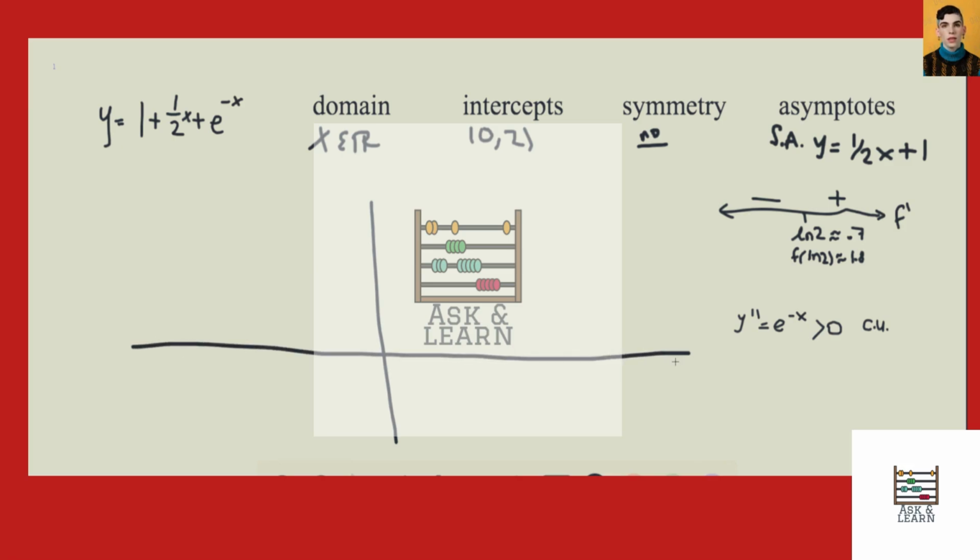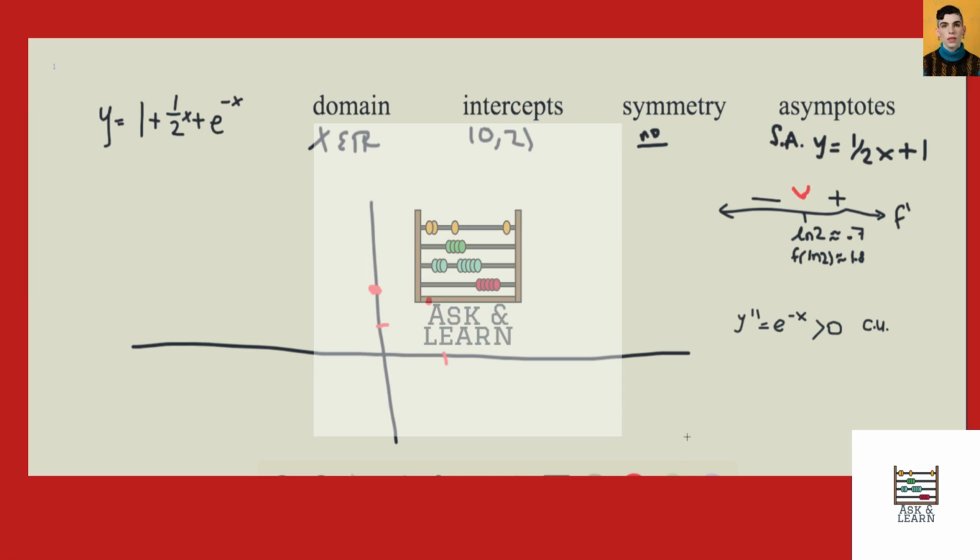Right, so we know we have an intercept at (0, 2). So let's say this is 1, this is going to be 2. And since this is decreasing and then increasing, it's going to be a local minimum value at (0.7, 1.8). So let's say this is 1, so 0.7 and 1.8, somewhere right here, we're going to have a local minimum value.